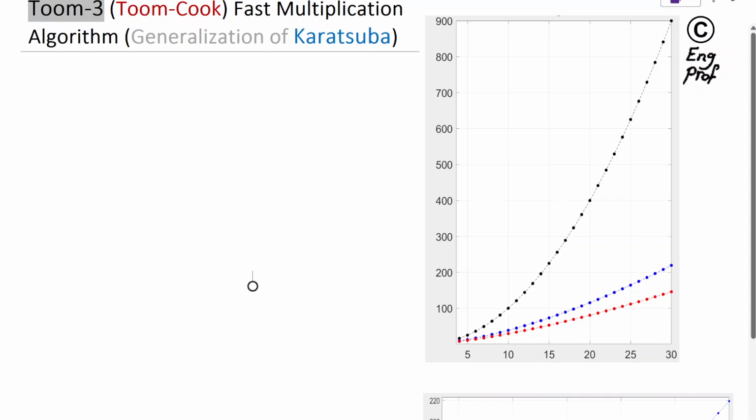Toom-Cook fast multiplication algorithm is a generalization of the famous Karatsuba algorithm. In this video, I'll try to provide a simple explanation and visualization of both, especially Toom-Cook 3 or Toom-3.